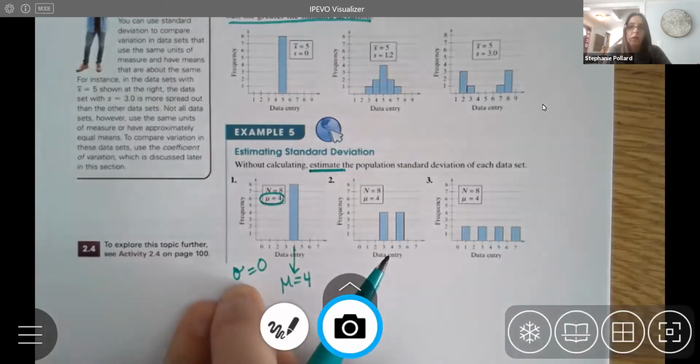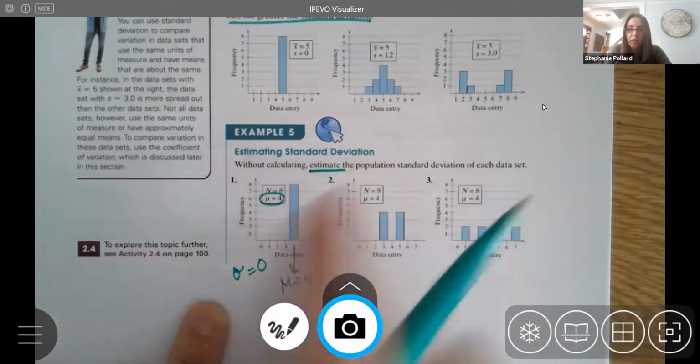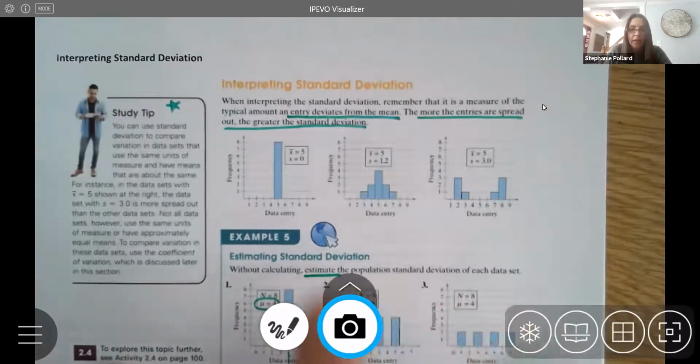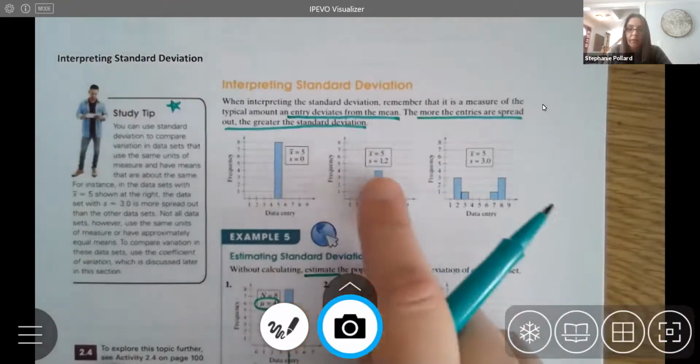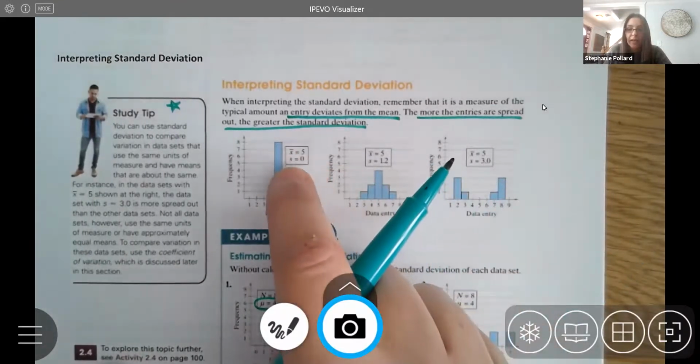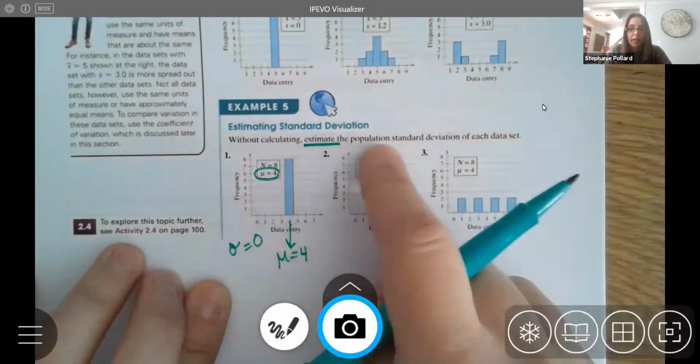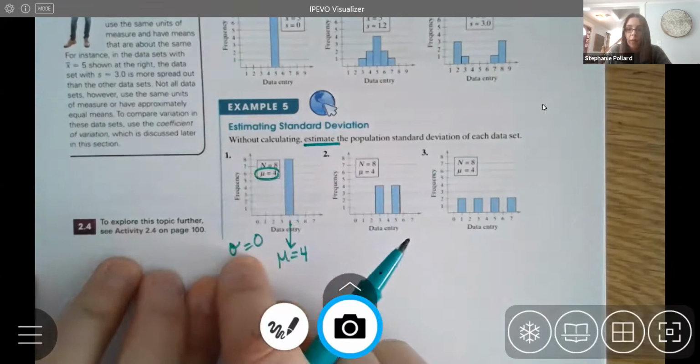Now, I'm using the Greek lowercase sigma instead because we're talking about population. So that's why we're using mu here instead of x bar. So these were graphs of samples. So we're using x bar and s for standard deviation. These are graphs of population data. So we're using mu and that lowercase sigma here.